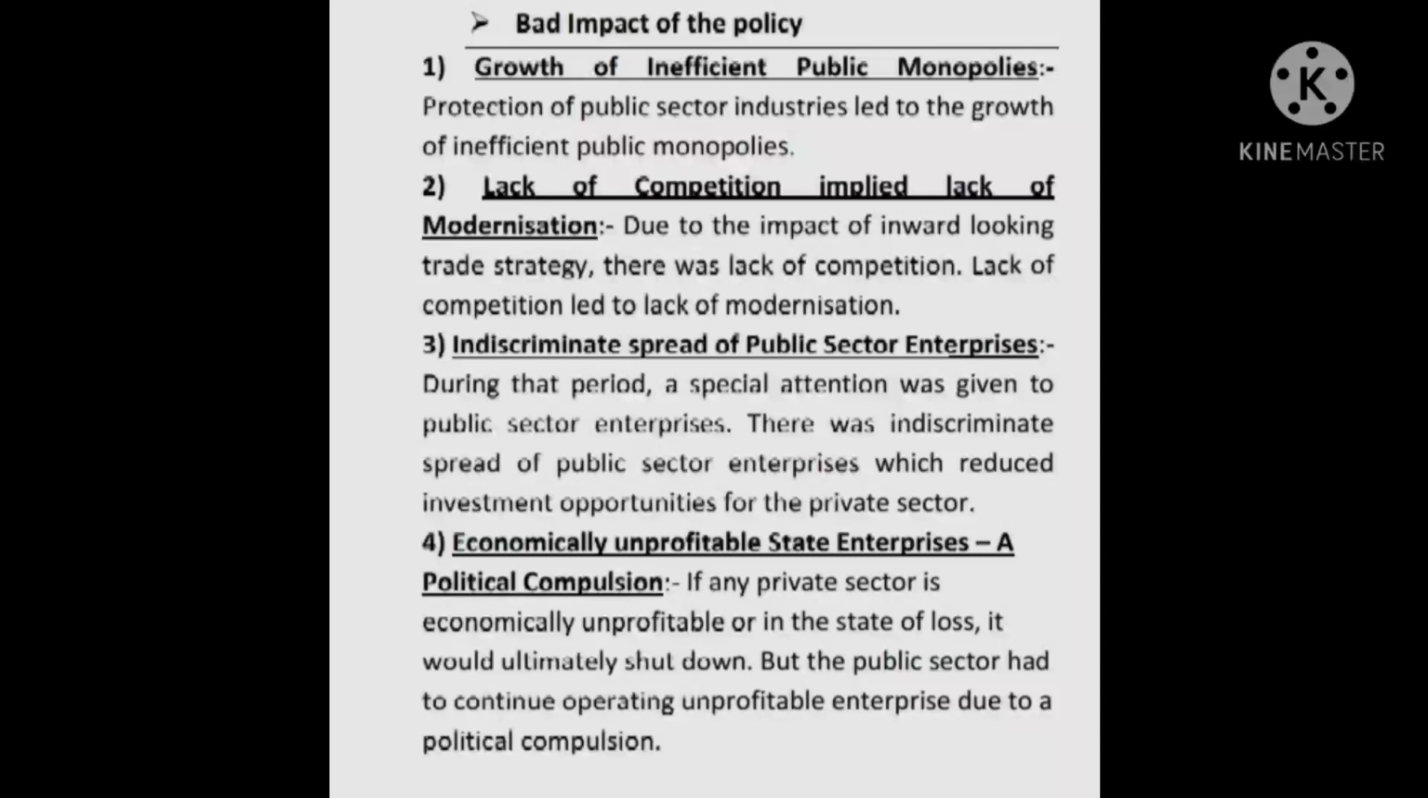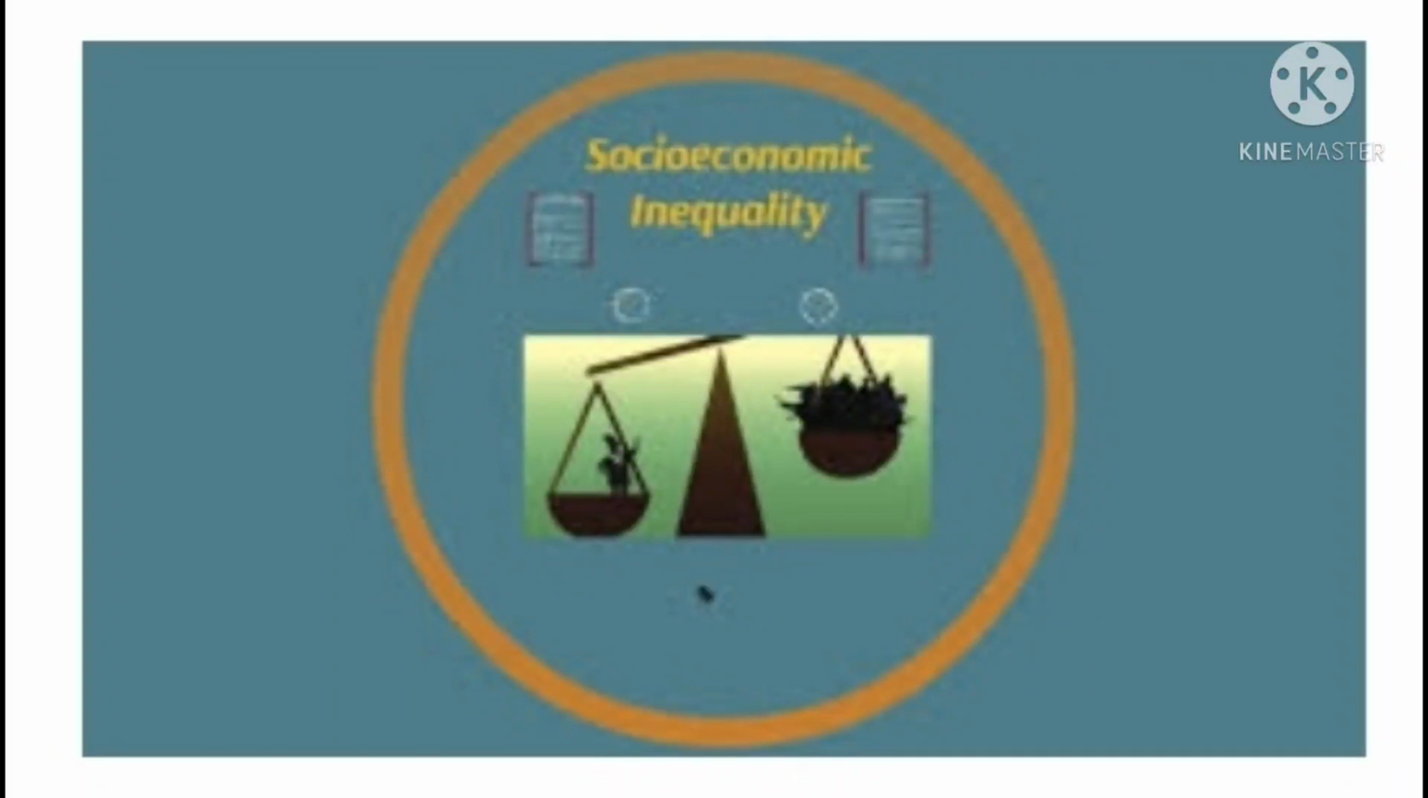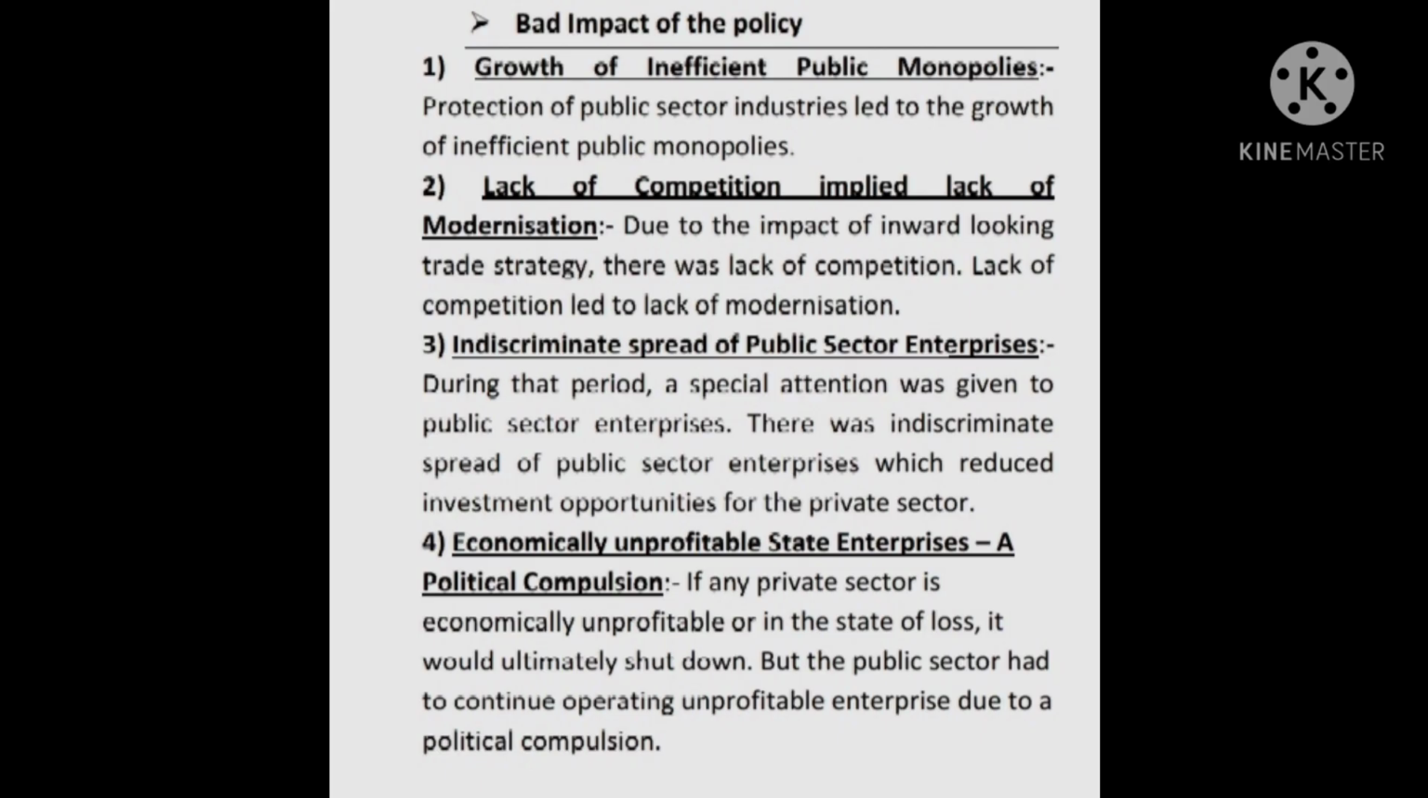The fourth negative point was economically unprofitable state enterprises. The private sector was not allowed to come up by imposing industrial licensing and other restrictions, and the public sector was not able to operate with sufficient funds and profits under the political pressure. So ultimately, public sector undertakings were shut down in most of the areas. The inefficiency of the public sector undertakings led to their closure in many areas and blockage of funds. Government had to bear the loss. As a result, it was a failure.